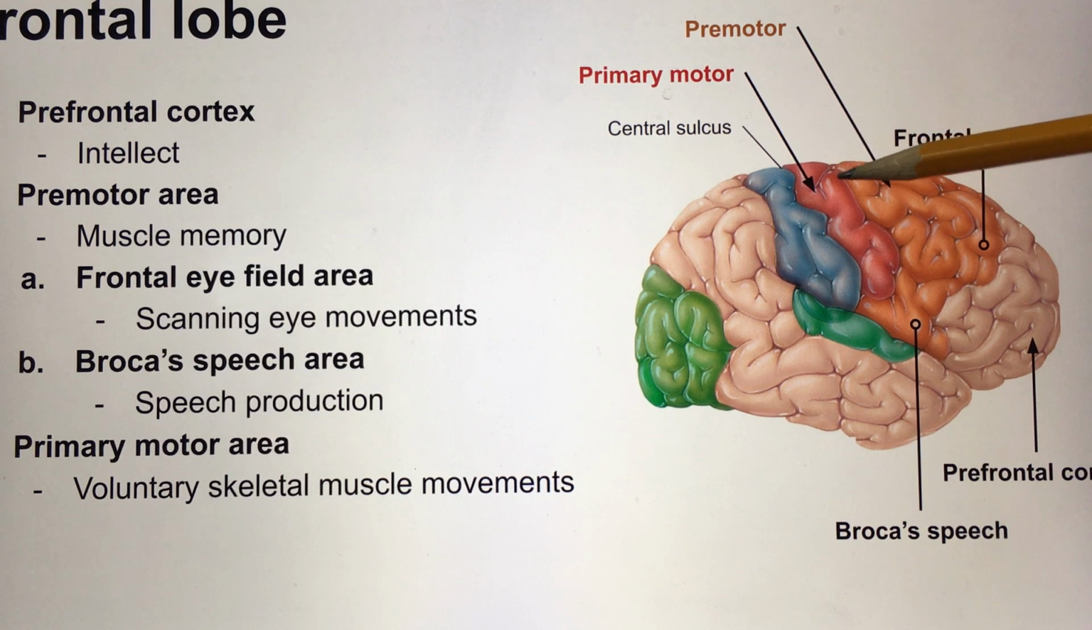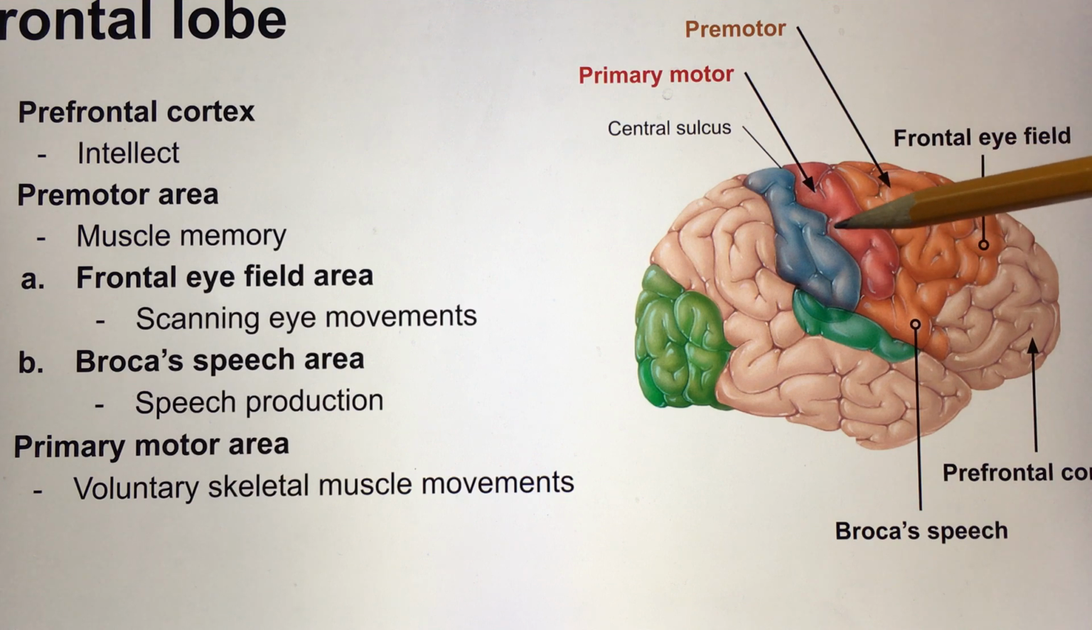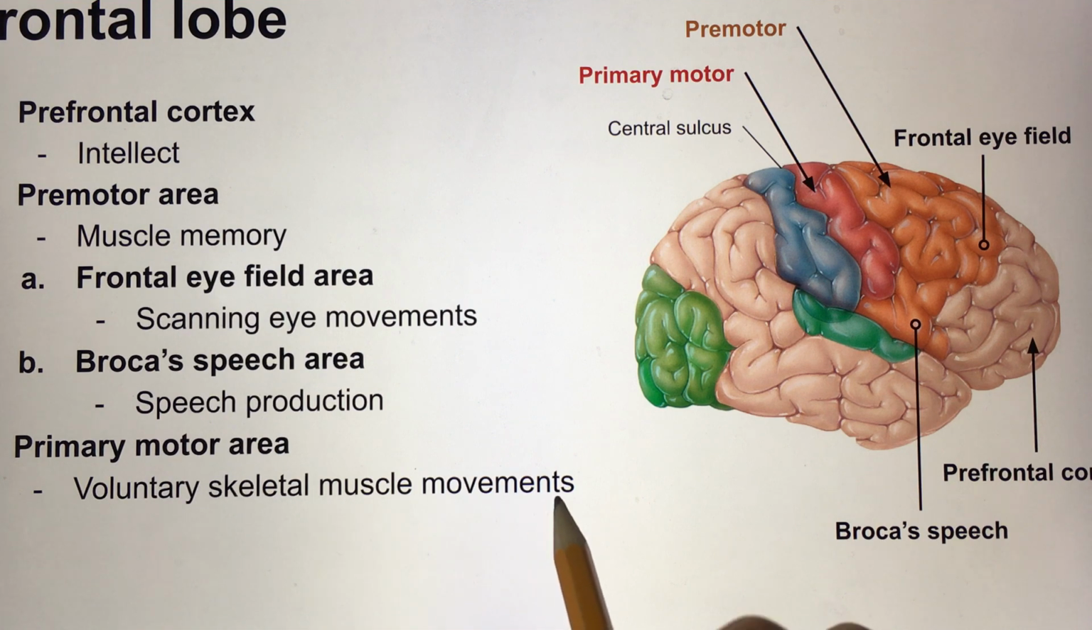Okay, so the last area of the frontal cortex is the primary motor area, and this is the area that is involved in all of the voluntary skeletal muscle movements. So movements of the body that we do at will, like movement of our hand muscles when we're writing, walking, movement of our leg muscles, and so many more.